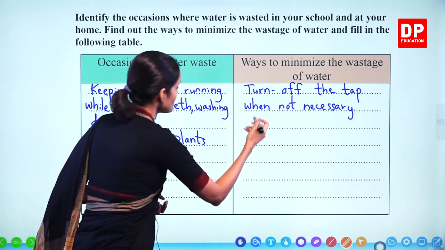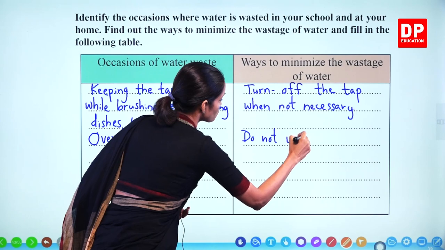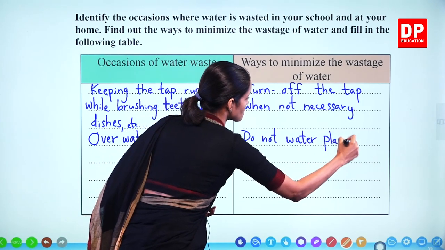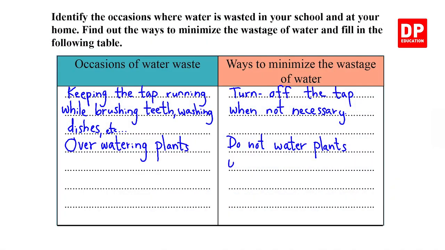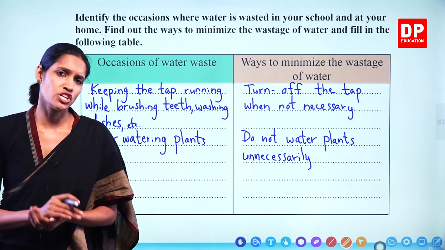So what do you have to write here? Do not water plants unnecessarily. Now, some of us use washing machines.